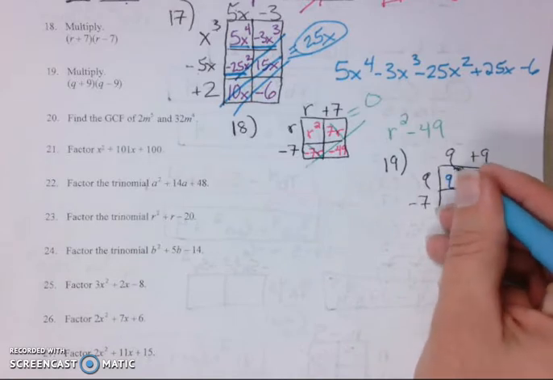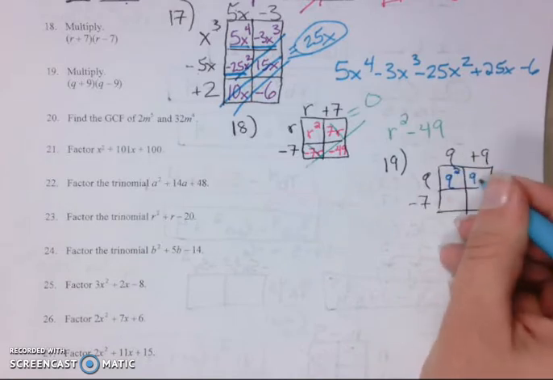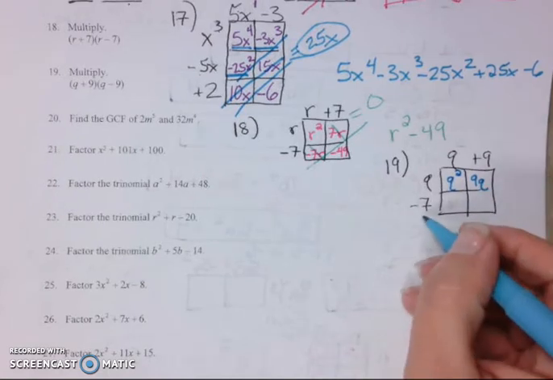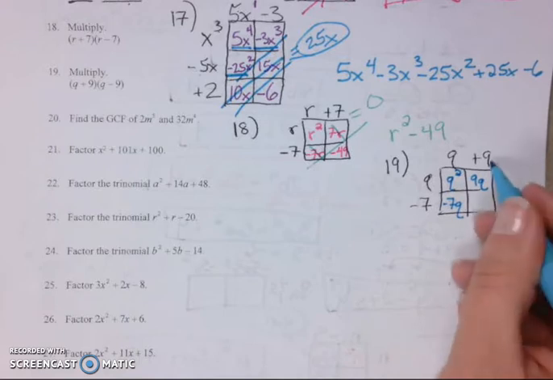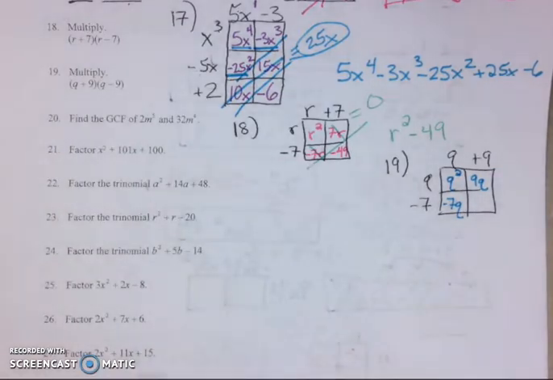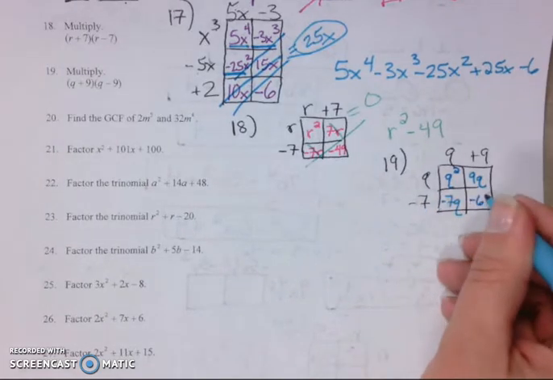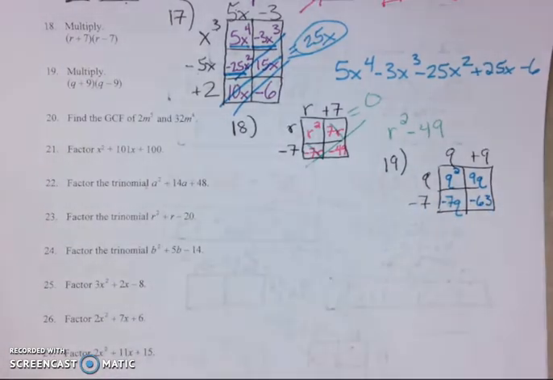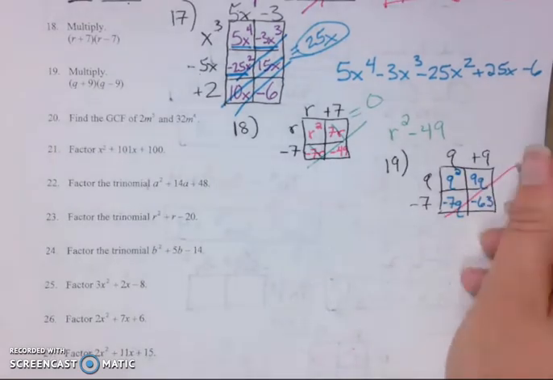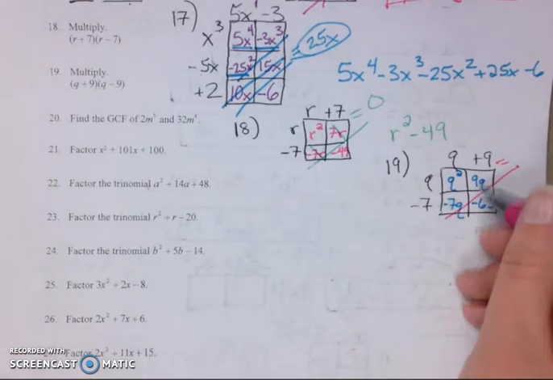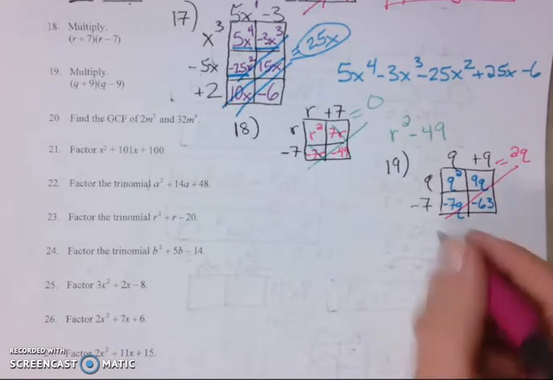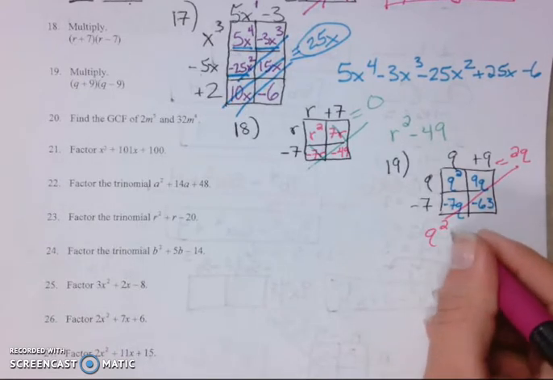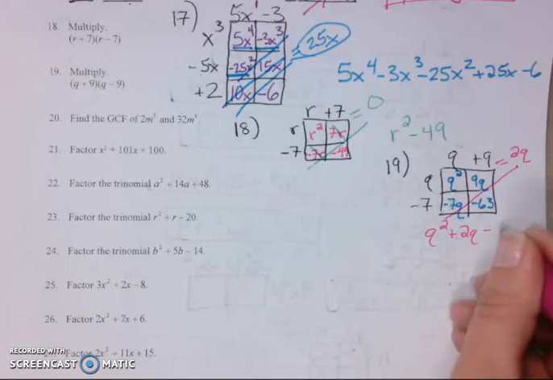Q times q is q squared. Multiply those together to get 9q. Negative 7 times q is negative 7q. And 9 times negative 7 gets you negative 63. Okay, like terms here, off to the corner, 9 plus negative 7 would be 2. So 2q. So our answer is q squared plus 2q minus 63.